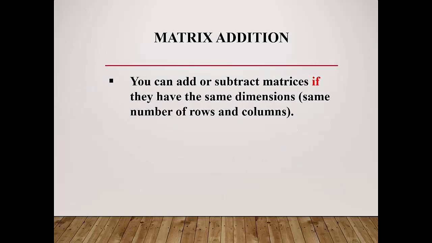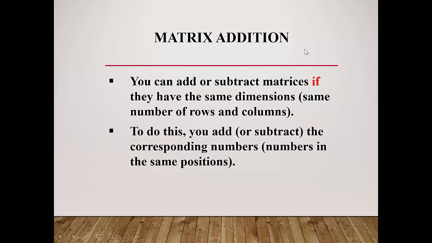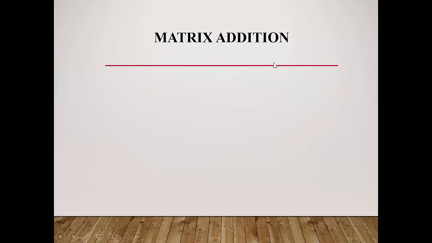Matrix addition and subtraction are both pretty straightforward. You can only add or subtract if the matrices have the same dimensions, so they have to have the same number of rows and columns. If they do, all you do is add or subtract the corresponding elements.